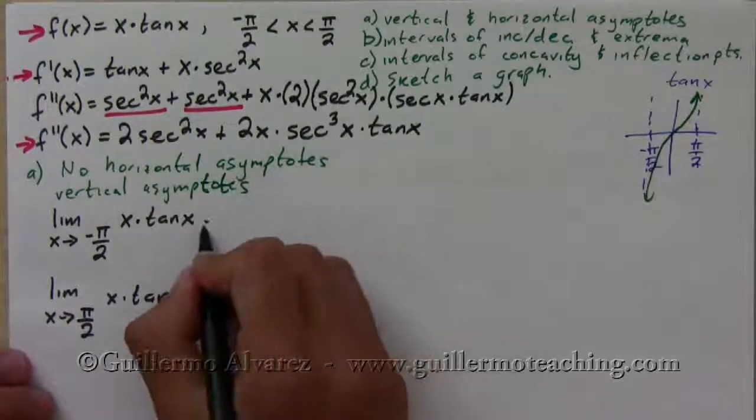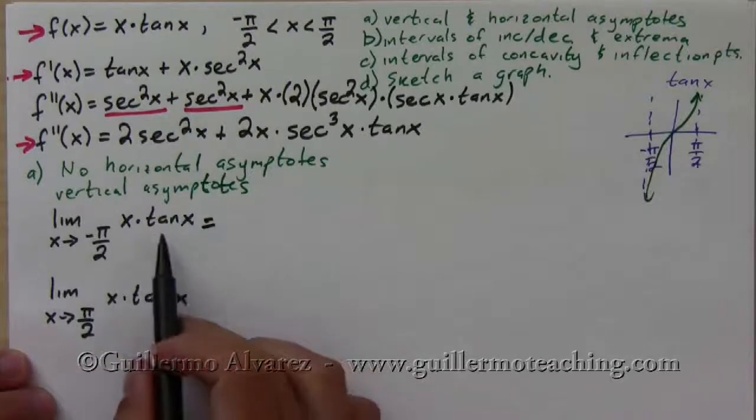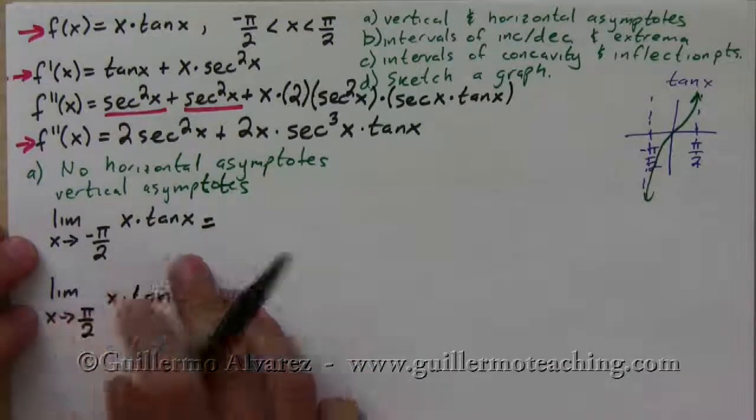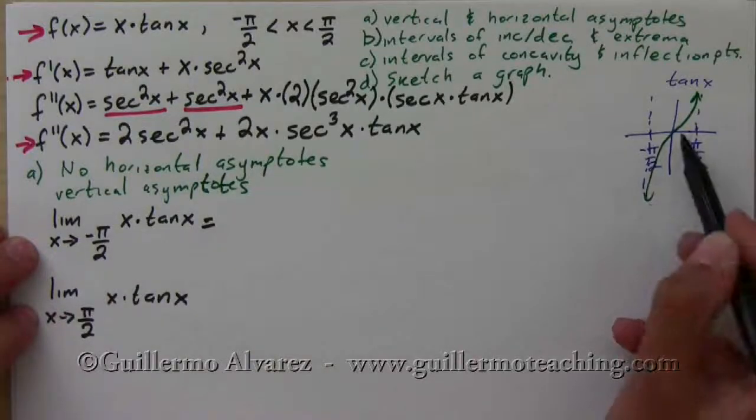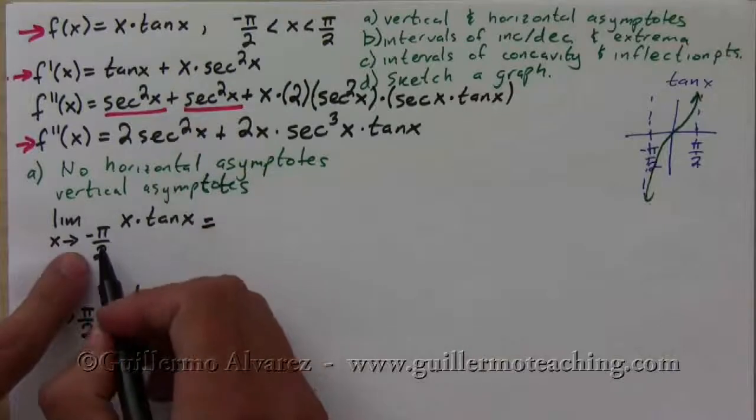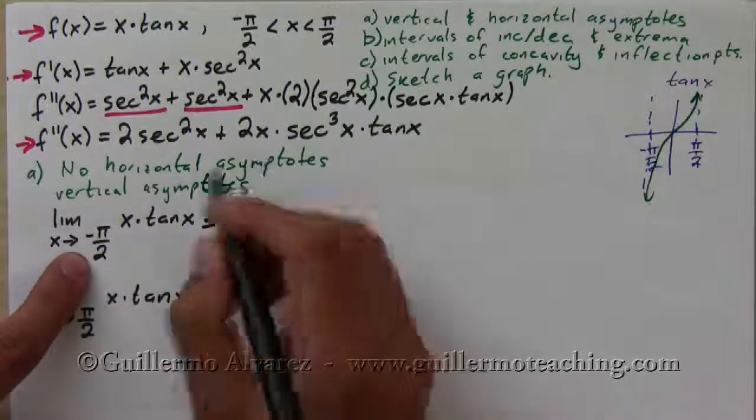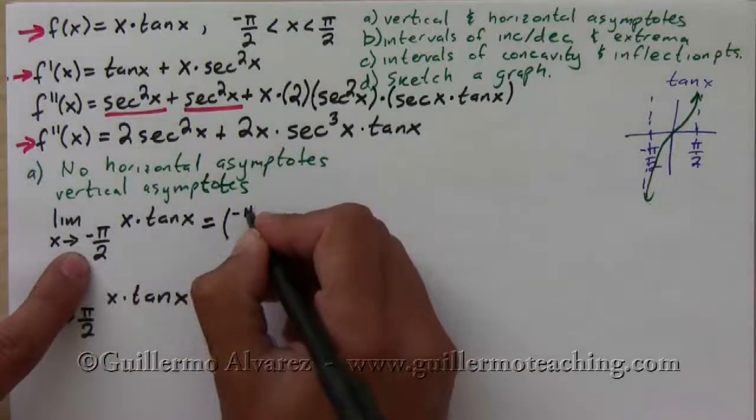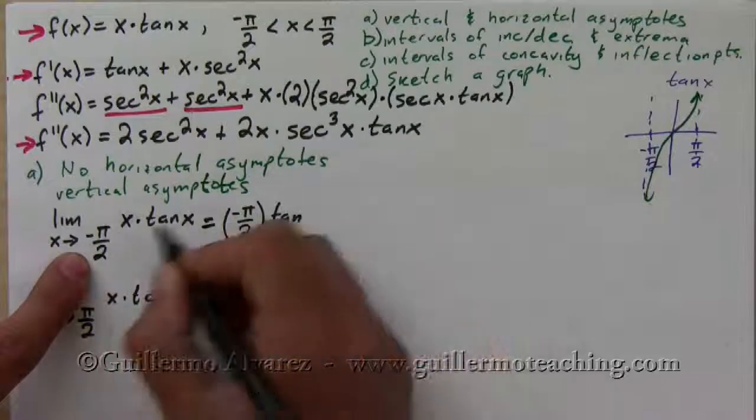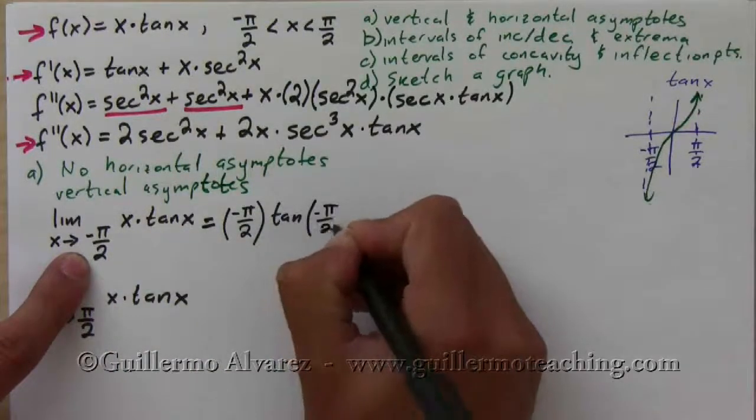Also important to know is that if we want to figure out whether it has a vertical asymptote, we need to know if it's going to negative infinity like it is here or positive infinity. So remember, what you do is you first just plug it in and see what's going on. So negative pi over 2, if we plug that in for x, we get negative pi over 2 times tangent of negative pi over 2.